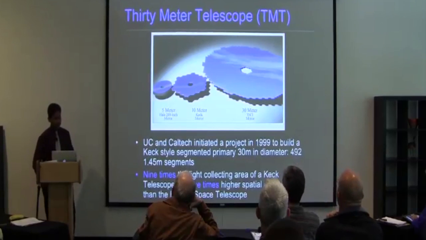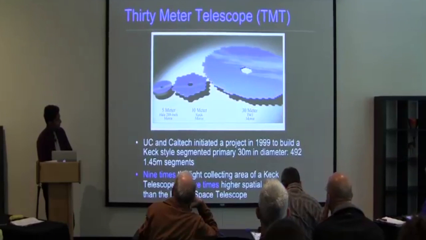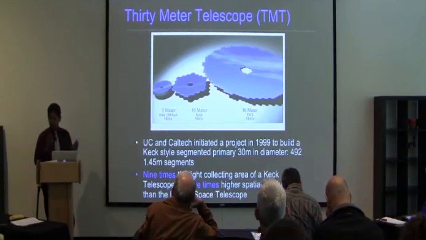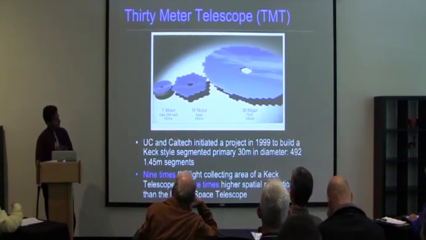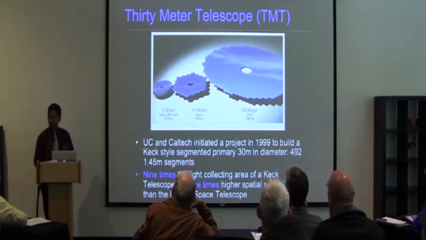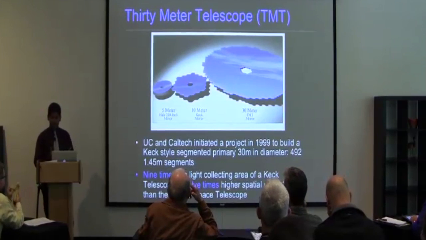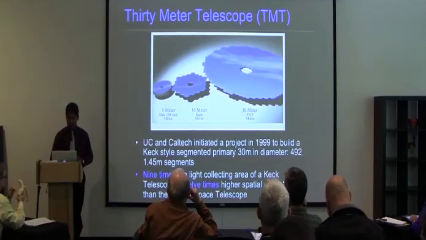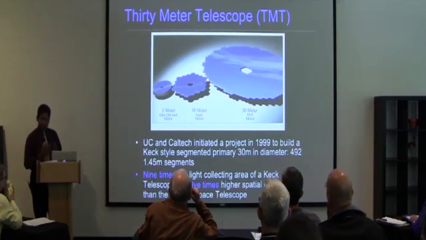It's a segmented design. The segments are smaller than the Keck segments. The Keck segments, as Don said, are about 2 meters across. These segments on TMT are expected to be about 1.4, if I remember correctly, the size of the segments, but about 500 of them, as opposed to 36 on Keck. The increase in complexity is really difficult to grasp.